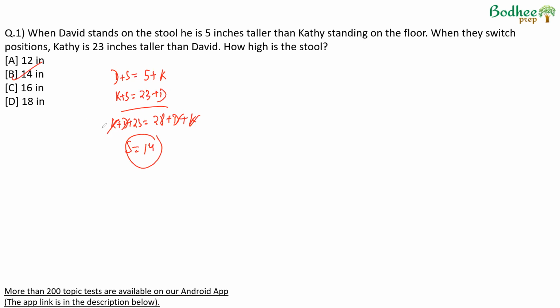We can all say that when the stool goes from David to Kathy, the height of David decreases by the height of the stool, and the height of Kathy increases by the height of the stool. So the difference is 2S. D loses S, K gains S, and because of that, the overall difference is 23 minus 5, which is 28. We can directly write this equation as well.